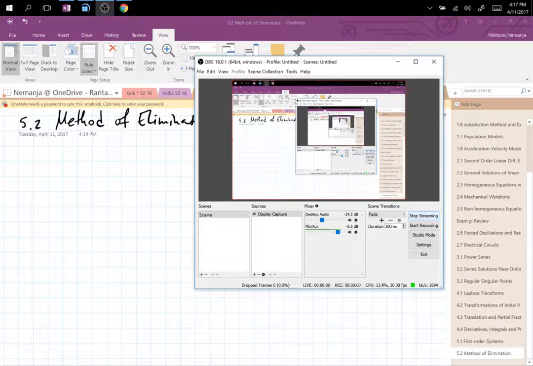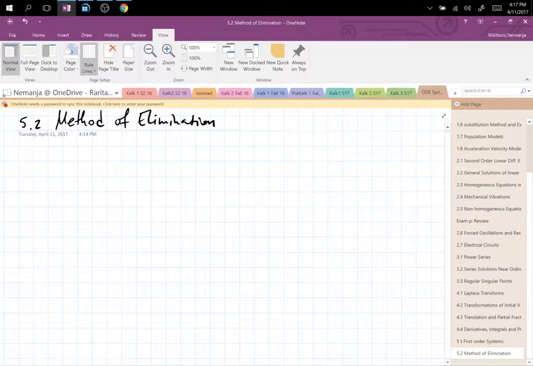Hello and welcome back to differential equations. We are talking about solving systems of differential equations, the first order, and we are dealing with the method of elimination. We learned how to set them up in the previous section, and now we're going to solve them.